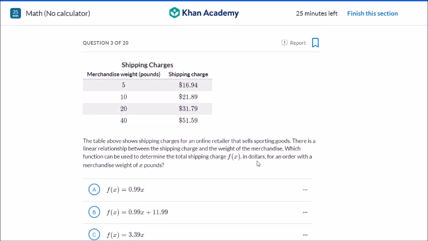The table above shows shipping charges for an online retailer that sells sporting goods. There's a linear relationship between the shipping charge and the weight of merchandise. Which of the following functions can be used to determine the total shipping charge? As you can see, it goes from 5 to 10, and it ups by about $5, right? If you calculate the slope, it will be 21.89 minus 16.94, which is around 4.95, and that's for every 5 pounds. So 4.95 over the 5 pounds will get you 0.99.